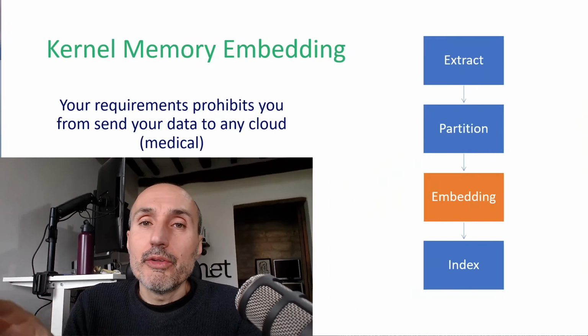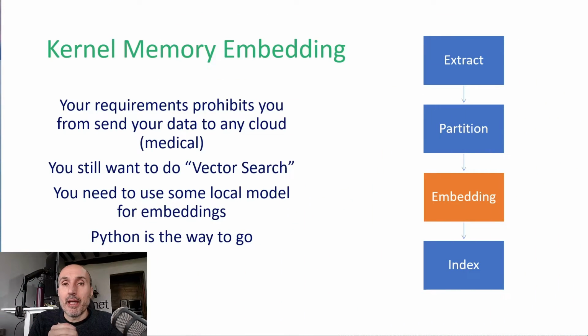First of all, you need to customize the embedding part. This is because if you cannot call any model from the cloud, like Cohere or ADA or the new embedding model by OpenAI, you need to use one of the models that Hugging Face gives you. There are tons of embeddings included in Hugging Face, but the problem is they are really, really easy to use in Python and a little bit complex to use in C#.